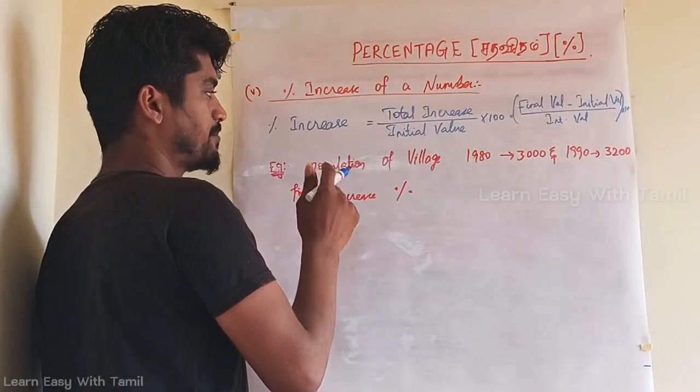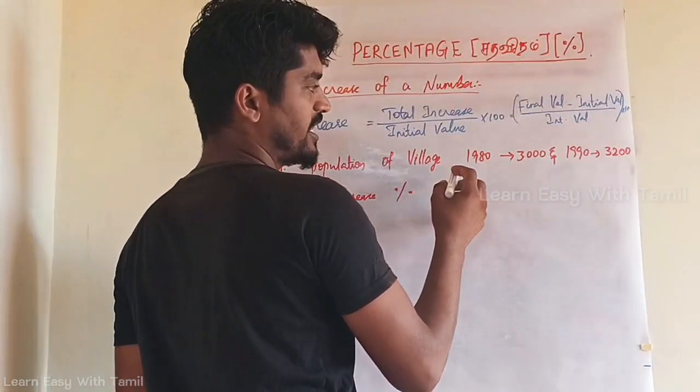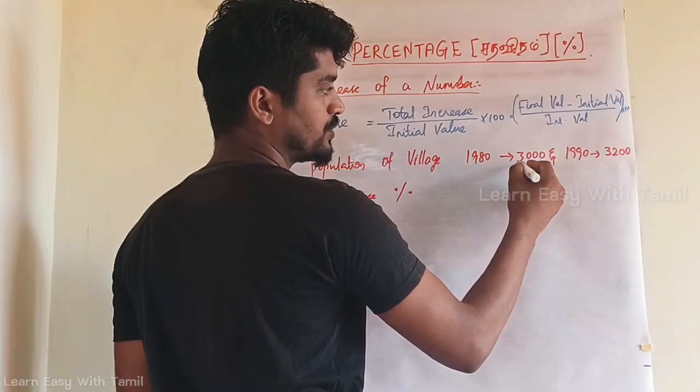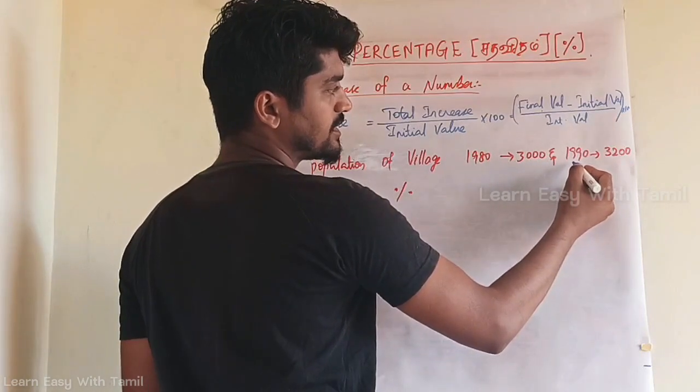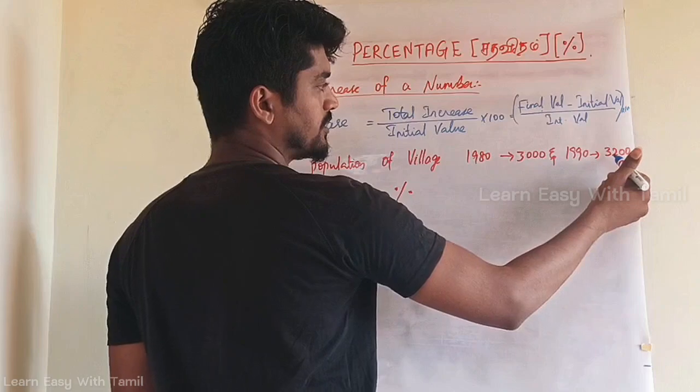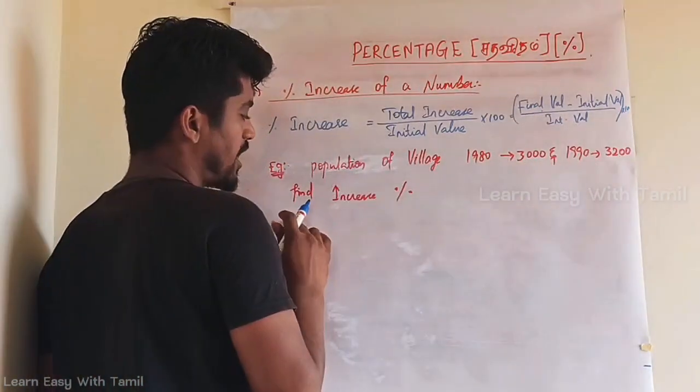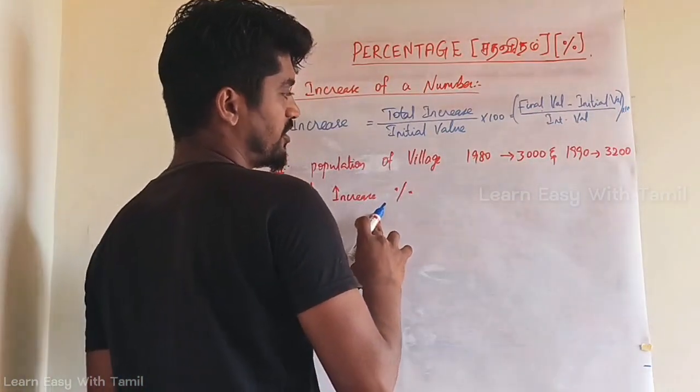We can go with an example. The population of a village in 1980 is equal to 3000, and in 1990 it is 3200. We have to find the percentage of increase.